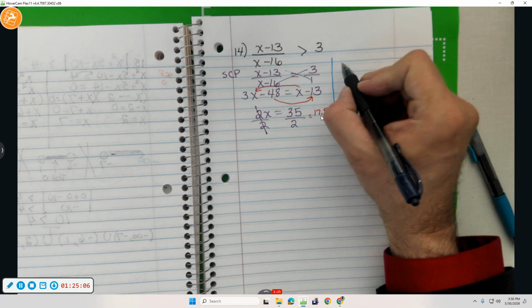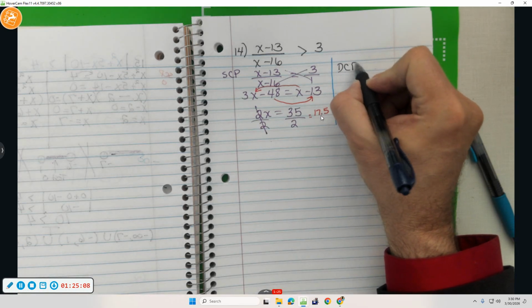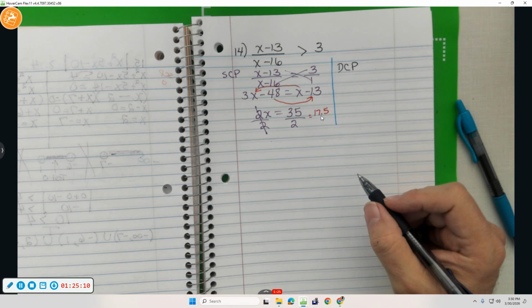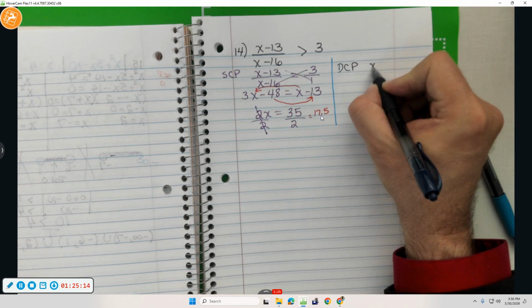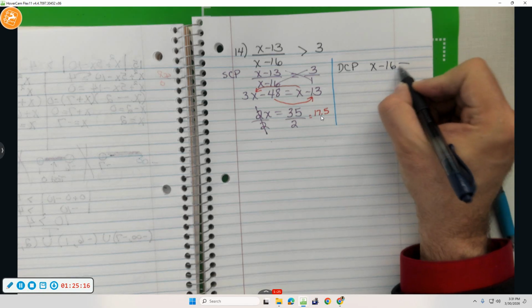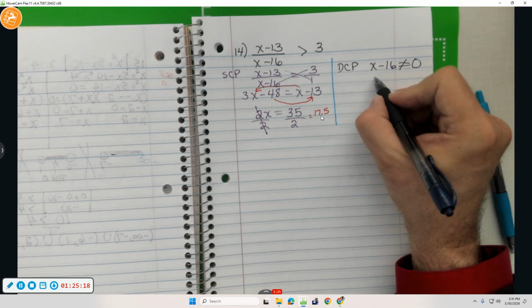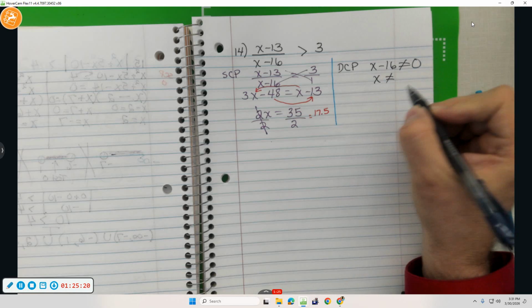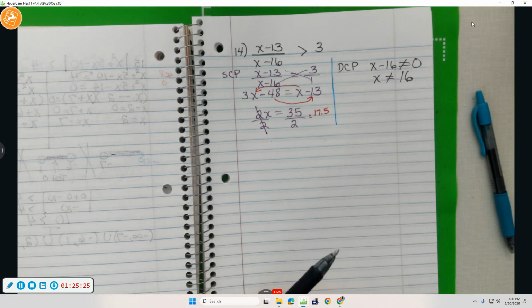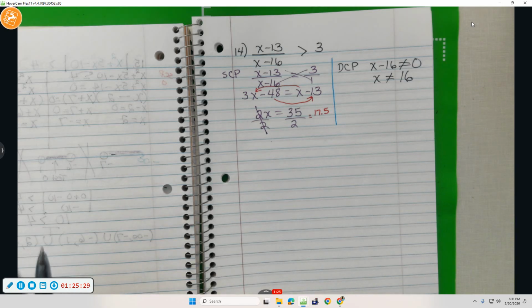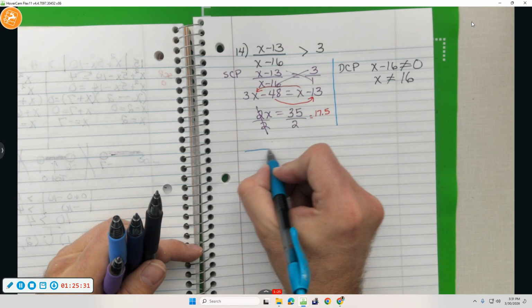There's another cut point we have to find on this one that we didn't have to find on 15. And what's that? That denominator cut point. We say denominator can't be 0. X can't be 16. So I will draw a number line.